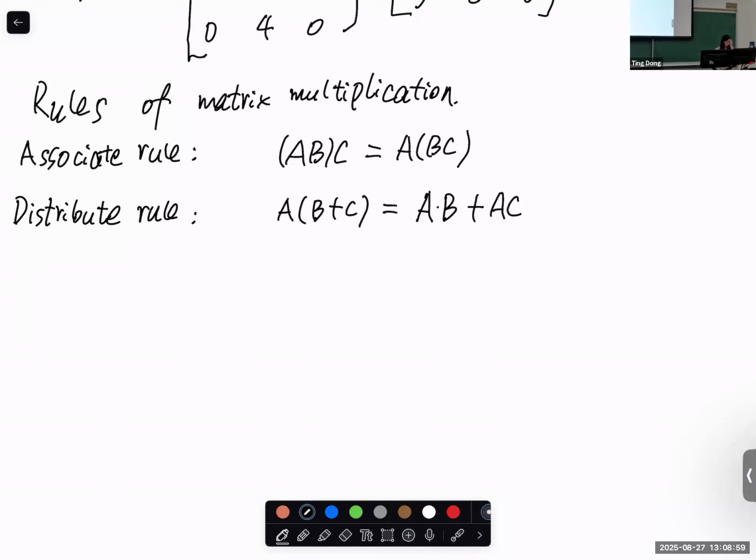And the third one is the one I just mentioned. So A times B is not equal to B times A. It's a different thing. Non-commutative.